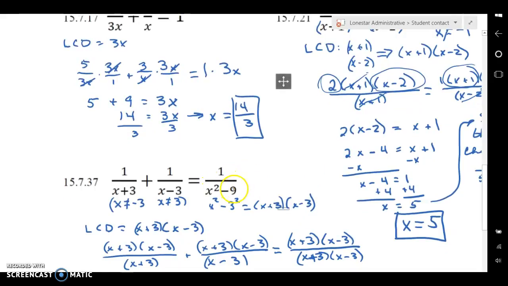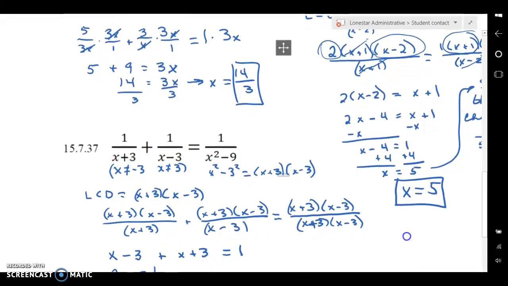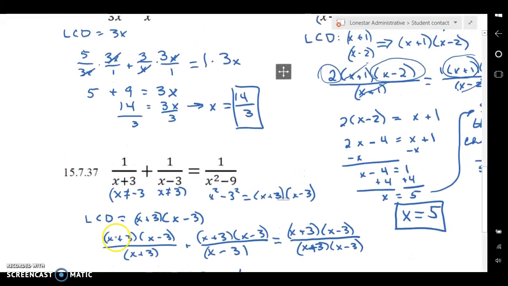Also, since this denominator is x plus 3 times x minus 3, we see that each of these denominators goes into this. So that means our least common denominator is x plus 3 times x minus 3. So let's rewrite these by multiplying each one by our least common denominator. Our first fraction, here's the least common denominator instead of 1, here it is instead of 1, and here it is instead of 1. That was easy. Now all we have to do is cancel.